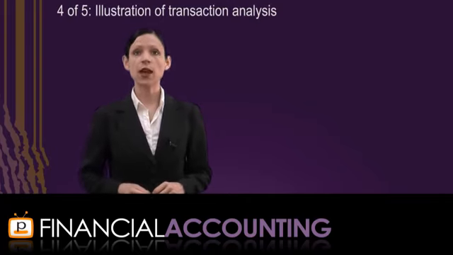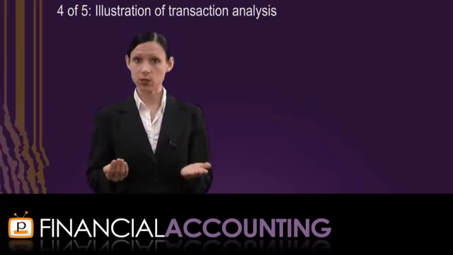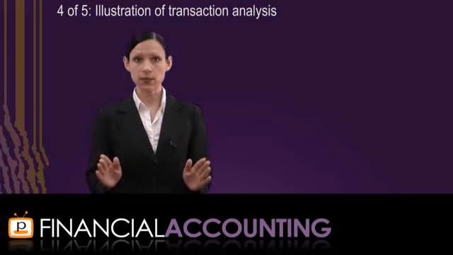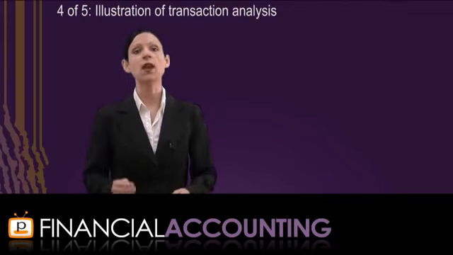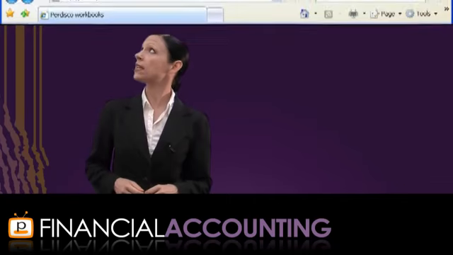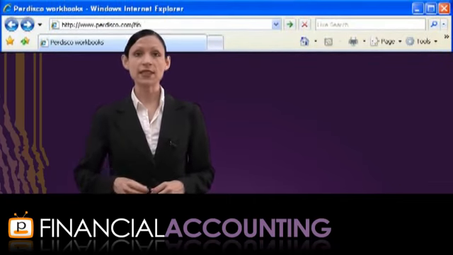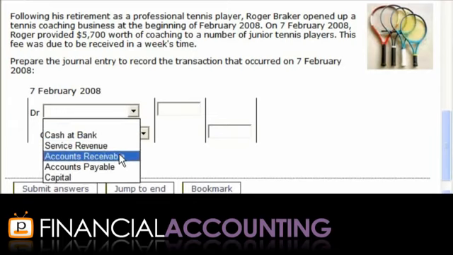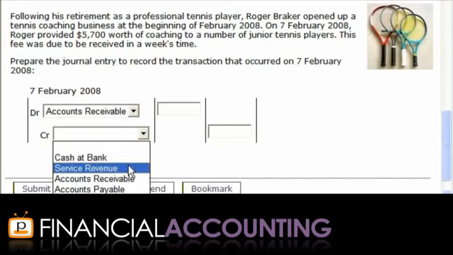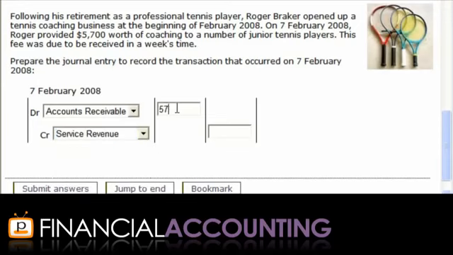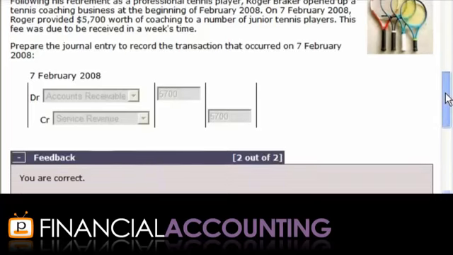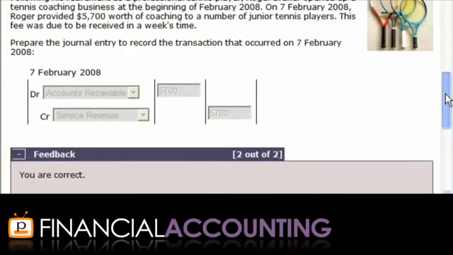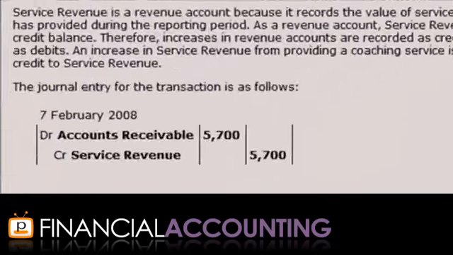The best way to learn how to record these transactions using debits and credits is to practice journalising as many transactions as you possibly can, which is where your Pridisco e-workbook can help. You'll find many transactions to practice, such as this one, where tennis lessons were provided on credit. We can select the accounts to be debited and credited, type in the value of the transaction, submit that, and now we get personalised feedback for our answers and an explanation for the question.